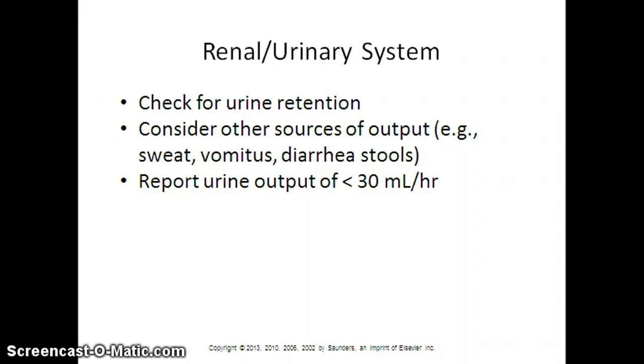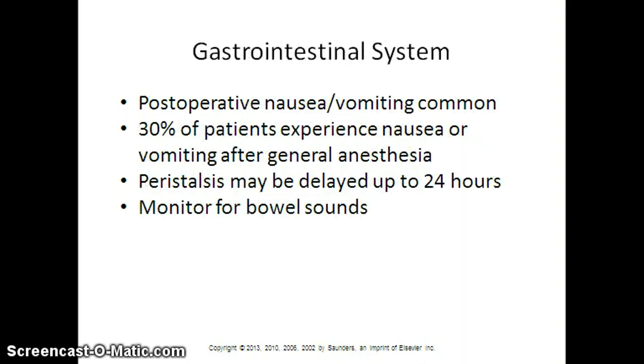Also consider how much vomiting, any diarrhea, those kinds of things. With your GI assessment, postoperative nausea and vomiting is very, very common. I don't know if I've really hardly ever taken care of a surgical patient that hasn't had some nausea and vomiting. So we want to make sure that we are administering antiemetics. So antiemetics that I would tell you that you should be aware of would be your Zofran, Reglan. Sometimes you see Phenergan used, Compazine, but make sure that we are getting our patients' nausea and vomiting under control.